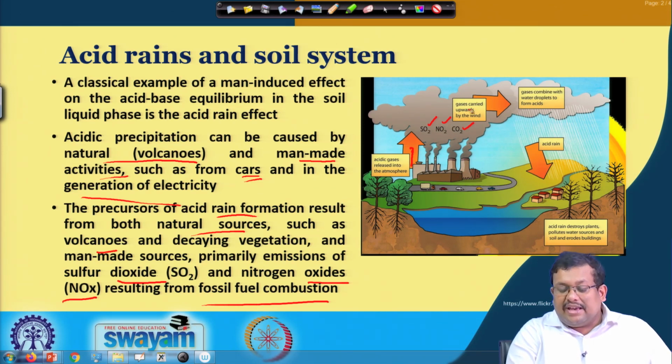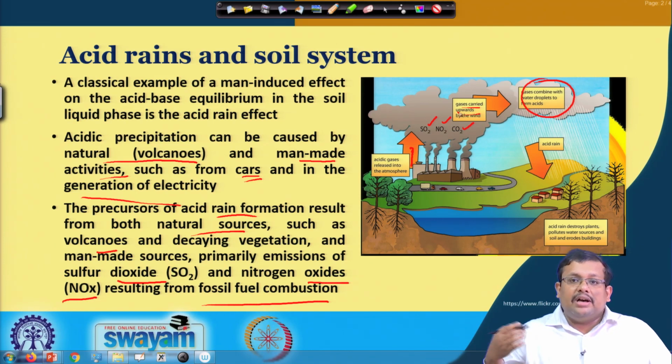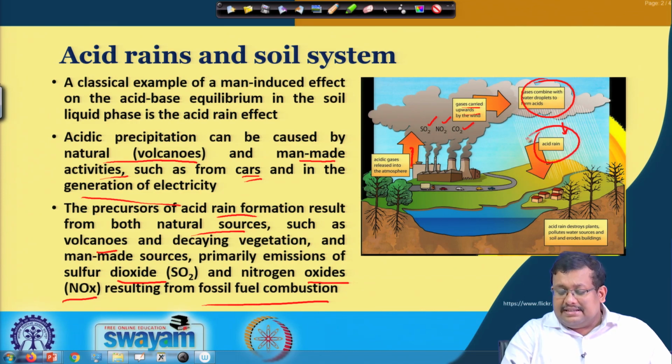They can also be generated from the smokestacks of industrial release. After their release, these gases are carried upwards by the wind and combine with the water droplets to form different acids. We are going to see the chemical reactions which are responsible for forming those acids, and ultimately they come back in the form of acid rain. Acid rain destroys plants, pollutes water sources and erodes buildings, and these are some of the ill effects of acid rain.